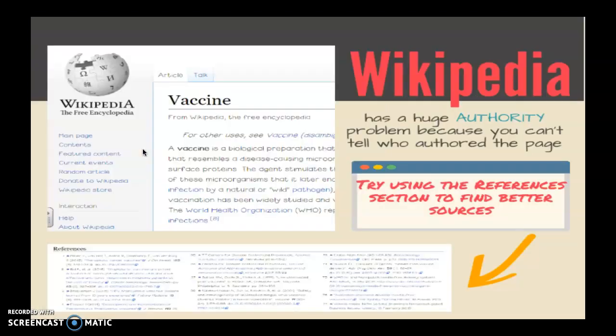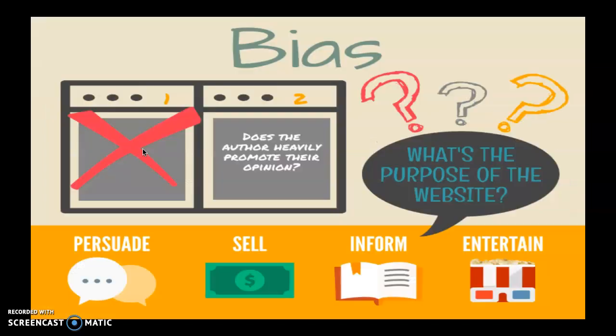Next, we talk about Wikipedia because kids love to get their information from Wikipedia, but that has a huge authority problem because you don't know who authored the page. And as we tell our kids, go down to the references, click on the references, find those articles. You might have better sources just doing that.